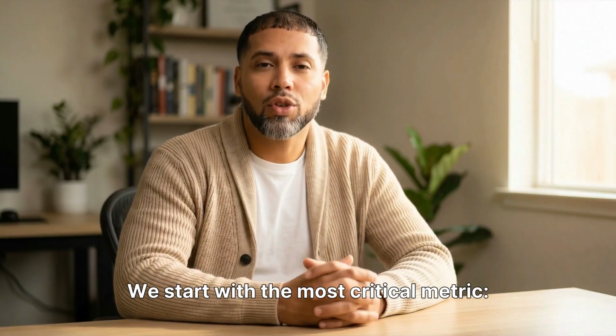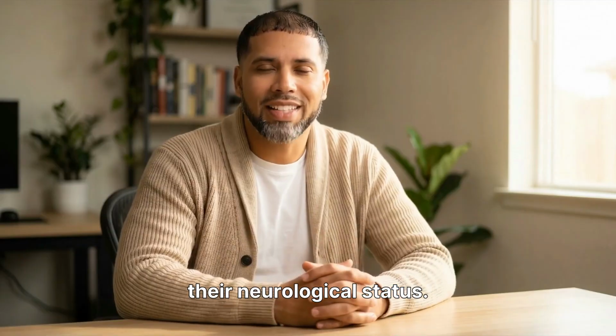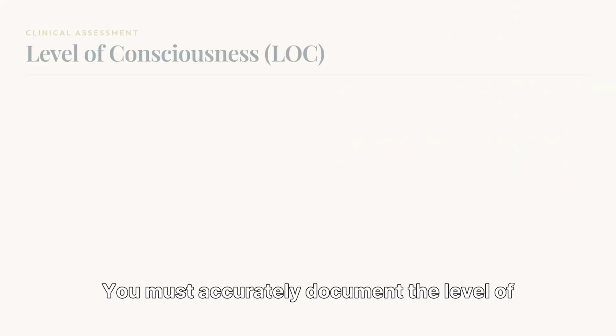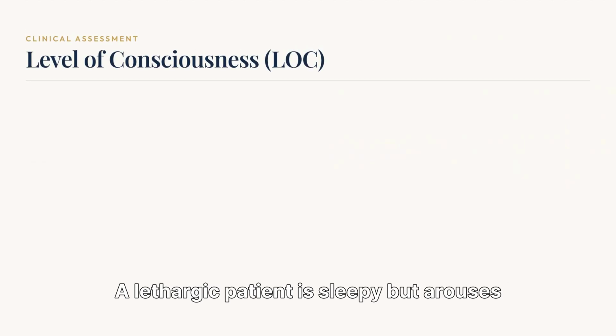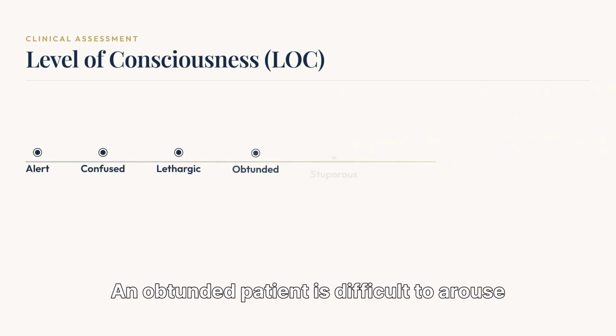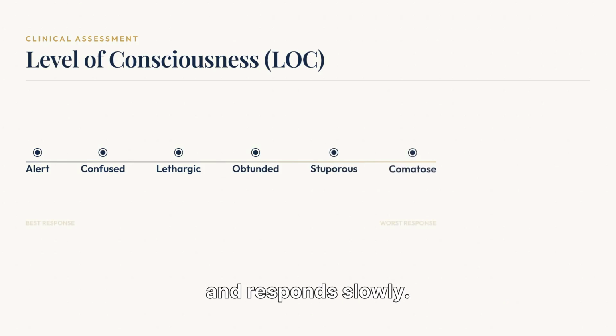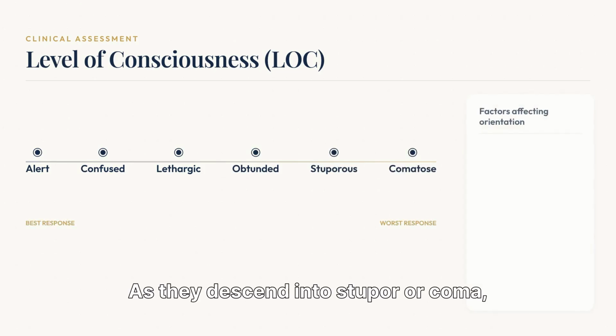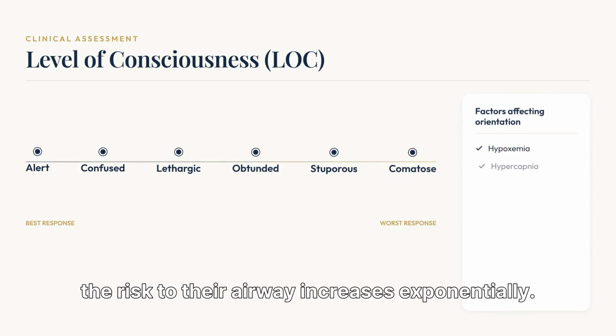We start with the most critical metric, their neurological status. You must accurately document the level of consciousness. A lethargic patient is sleepy but arouses easily to voice. An obtunded patient is difficult to arouse and responds slowly. As they descend into stupor or coma, the risk to their airway increases exponentially.